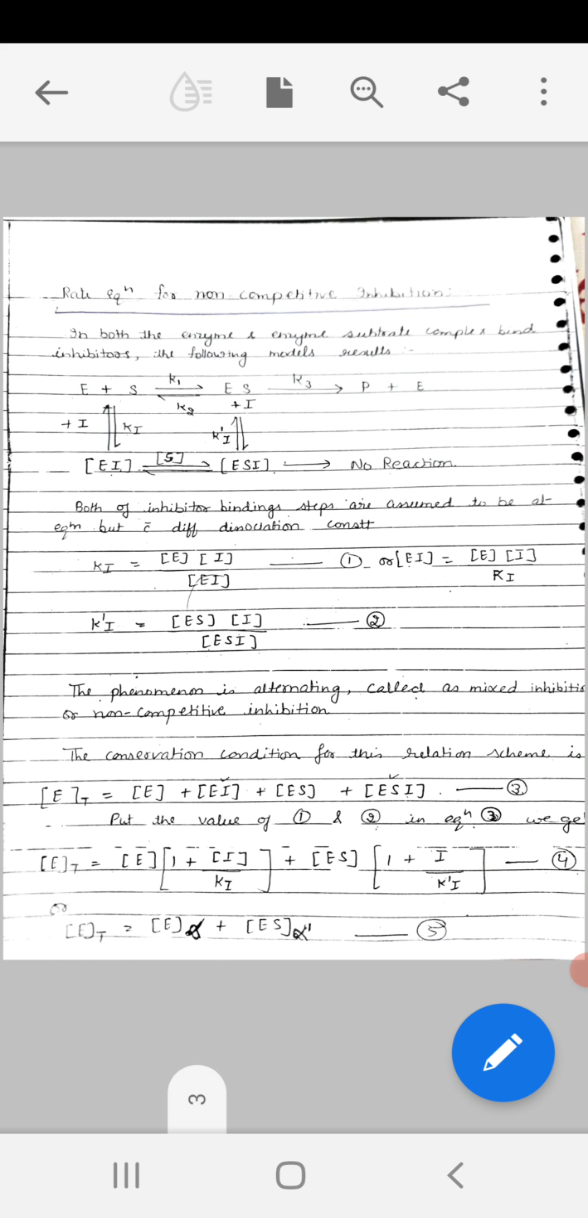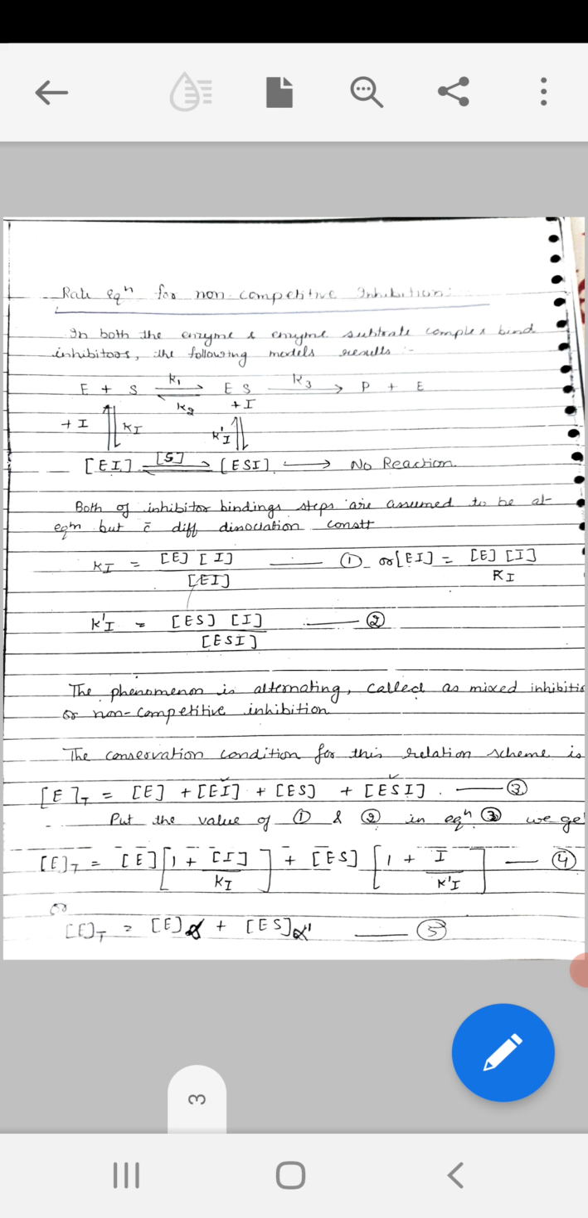The primary plot you can see in the diagram is a straight line and it has different concentrations. Substrate concentration is different for the three lines. Okay. Now we will study the rate equation for competitive inhibition.